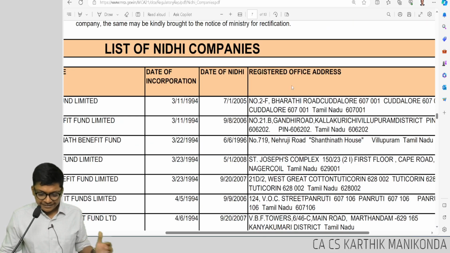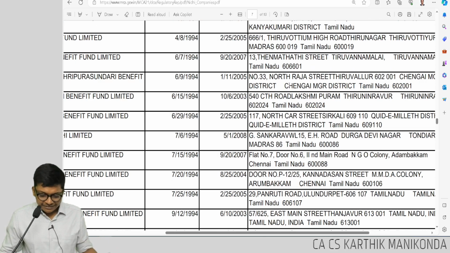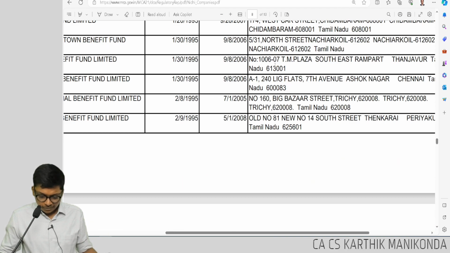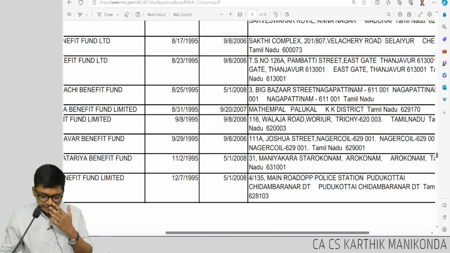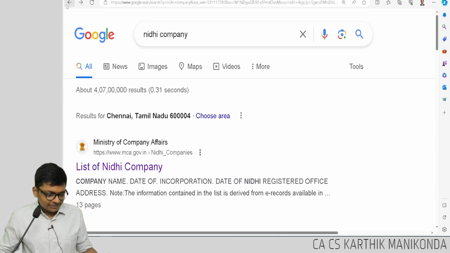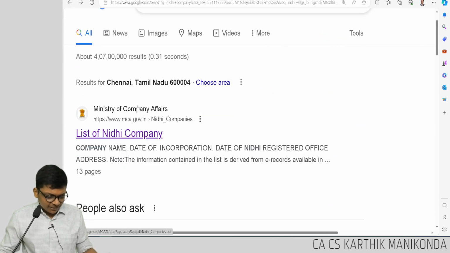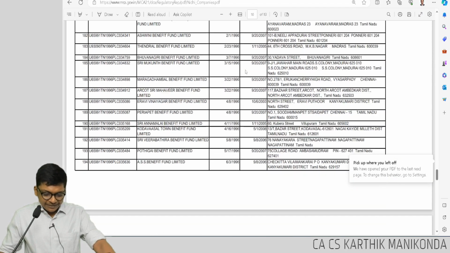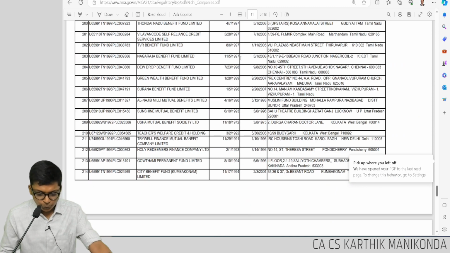Only Chennai, everything. Did I click on the Chennai link by mistake? I saw Andhra Pradesh on top. Everything is Chennai, guys. What is this? What did I search in Google? List of Nidhi companies, MCA website only. 13 pages, everything is Tamil Nadu. Okay, it's a new learning for me also.